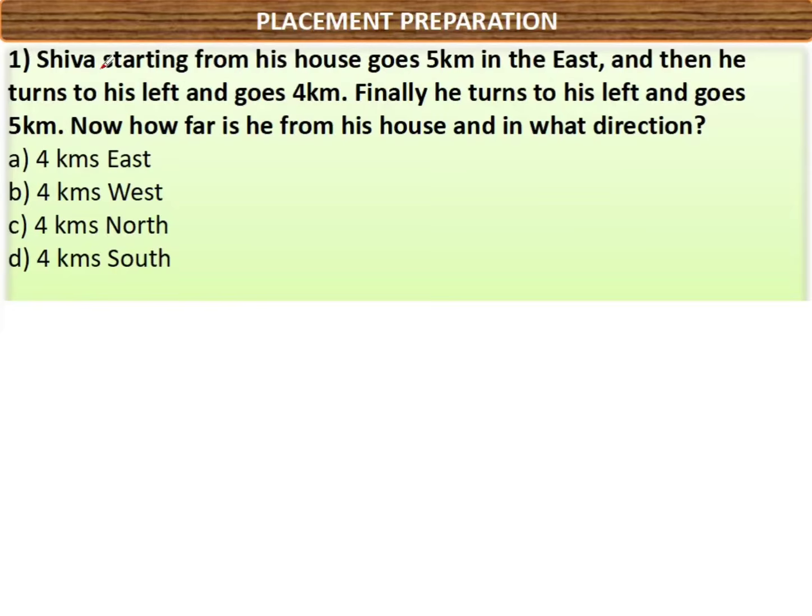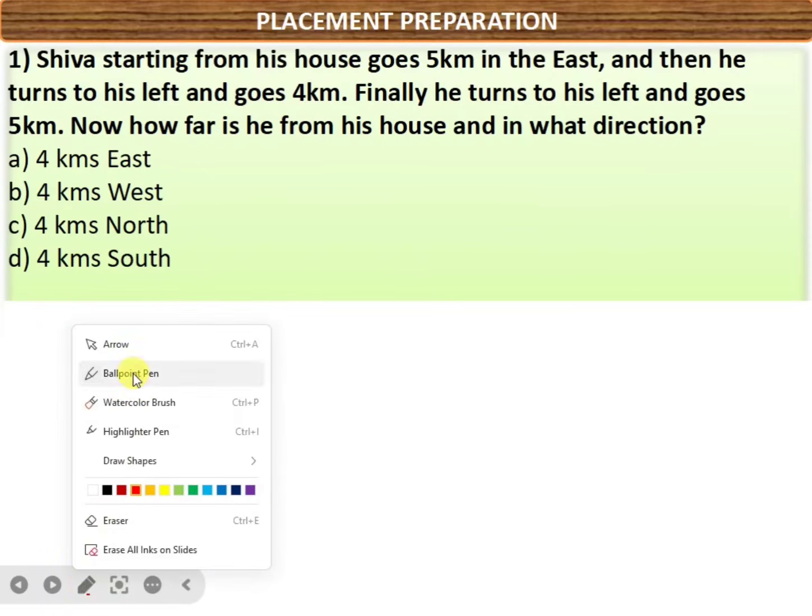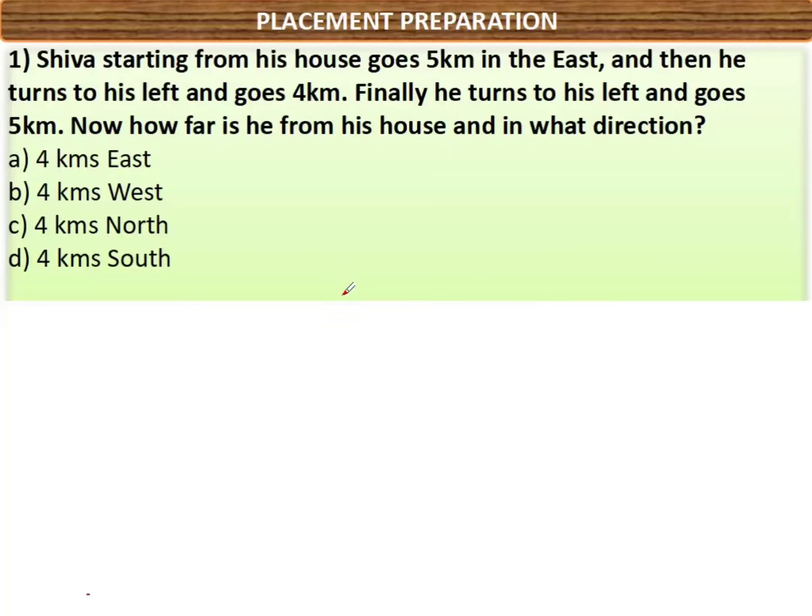Shiva, starting from his house, goes 5 kilometers in the east. First of all, he is starting from his house. Do you know where his house is? We don't know. Since we don't know where his house is, we have to assume some point as his house. Any point. Let me assume this is Shiva's house. Let me call this point H. H means house.